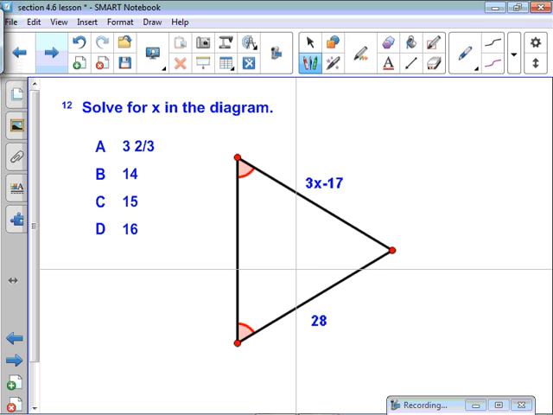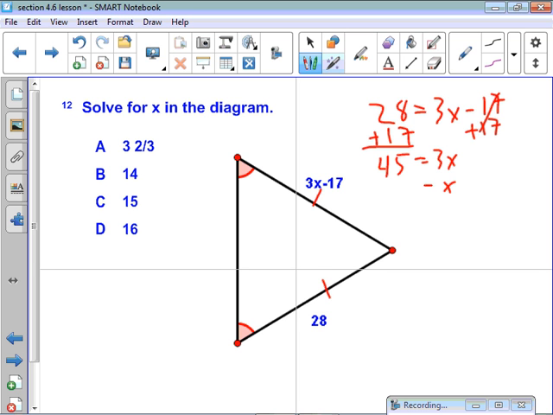Okay, solve for x in the diagram. Let's see what happens here. We've got these guys are equal, so the first thing, before you think about anything else, just make sure that you mark their opposite sides as congruent. Okay? So I'm going to say that and that are the same. So once you know that 28 is going to equal 3x minus 17, because those lengths are the same, just solve for x, and we are home free. 45 equals 3x, so x equals 15.